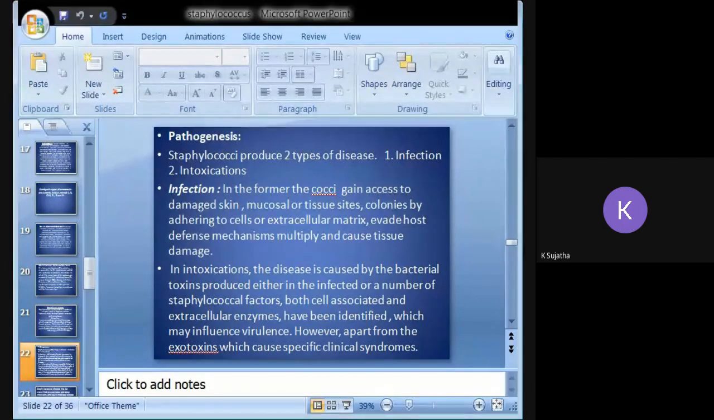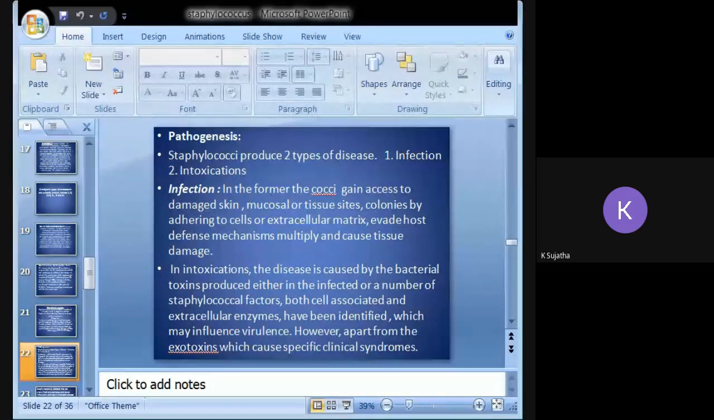Next, a very important thing, pathogenesis. Pathogenesis means how the bacteria enter the human body and how they cause the disease. The bacteria enter through pus cells, dust particles, or contaminated food particles. This bacteria produces two types of diseases. First, infection. Next, intoxication. Note these points.